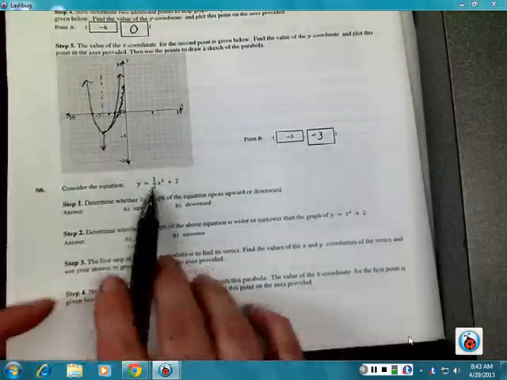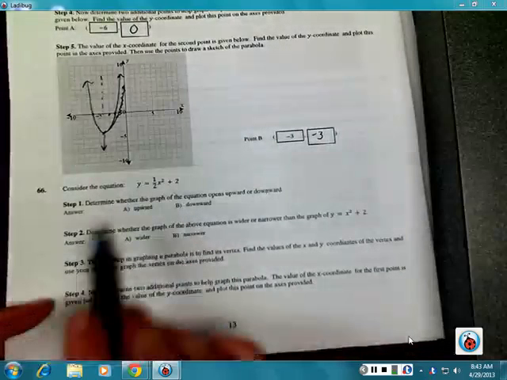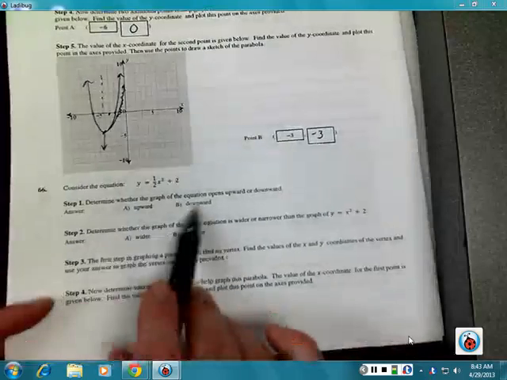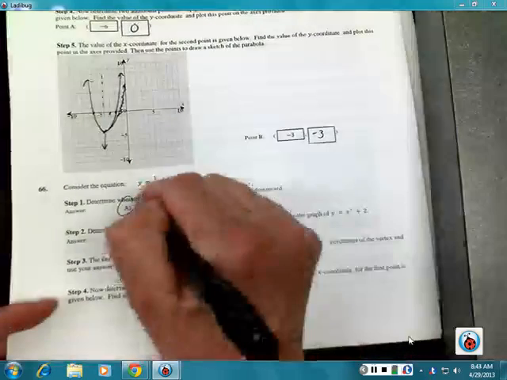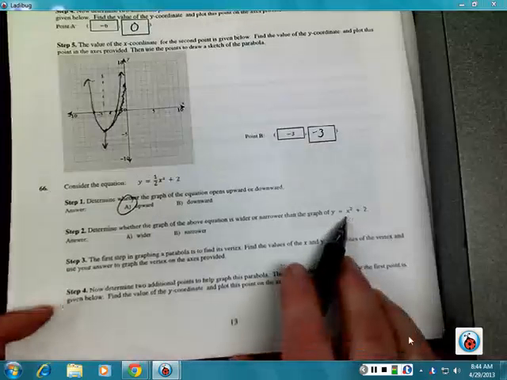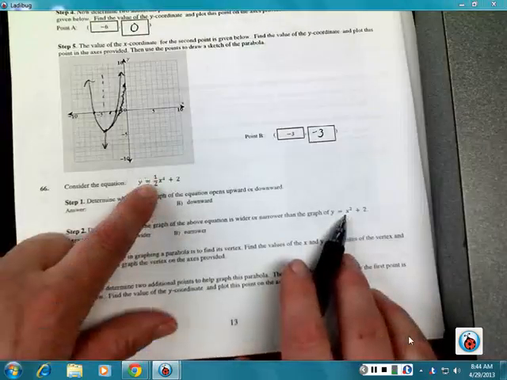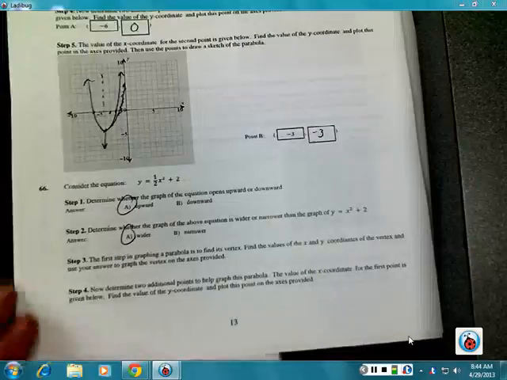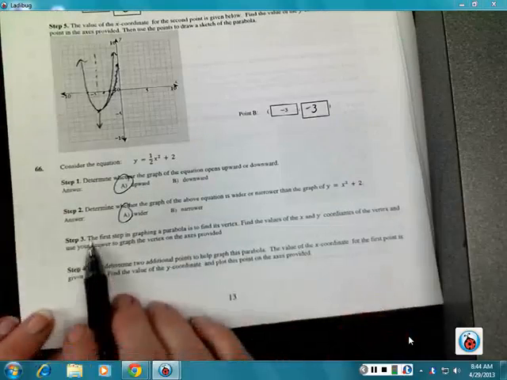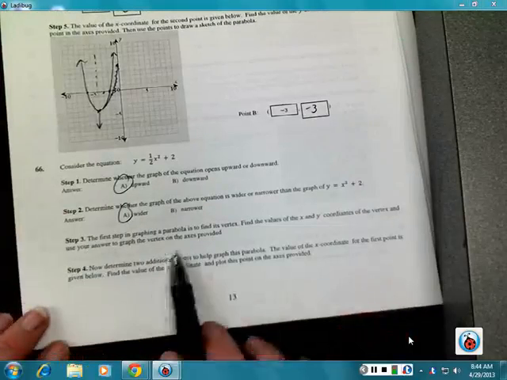And is this one narrow or wide? Or is it right side up or upside down? Upward or downward? Which is it? I have a half. It's going to be upward. Wider or narrower? What was it going to be? Wider. Yeah. And then it says the first step in graphing a parabola is to find the vertex.